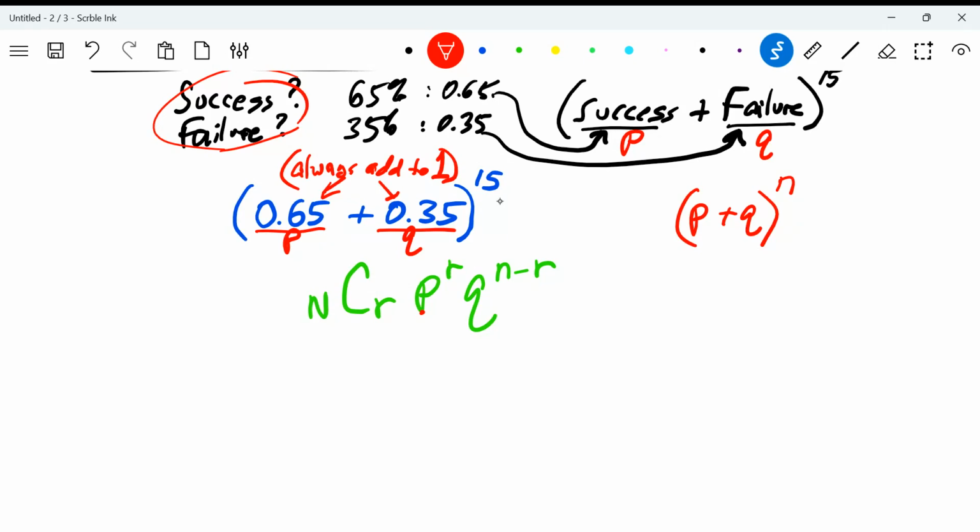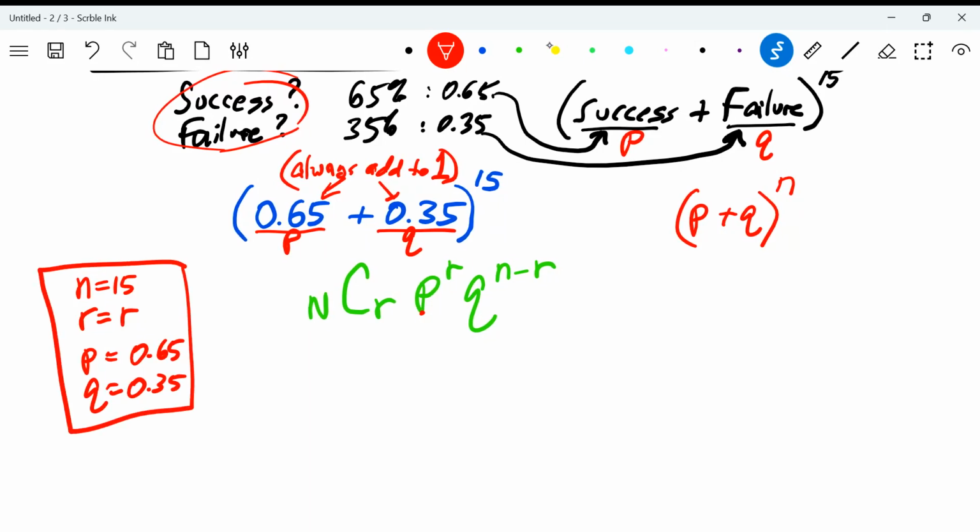N is the 15. So actually I'm going to write them over here. N equals 15. R is the 7. P is 0.65. And Q is 0.35. Very important, and it's much easier for you if you simply list these, and then you can put them in the formula.